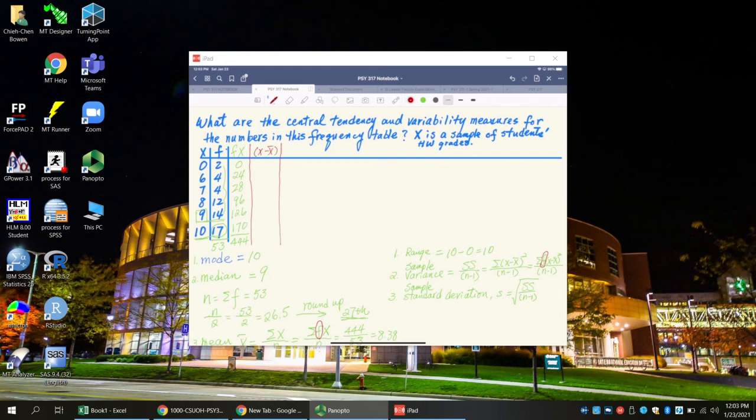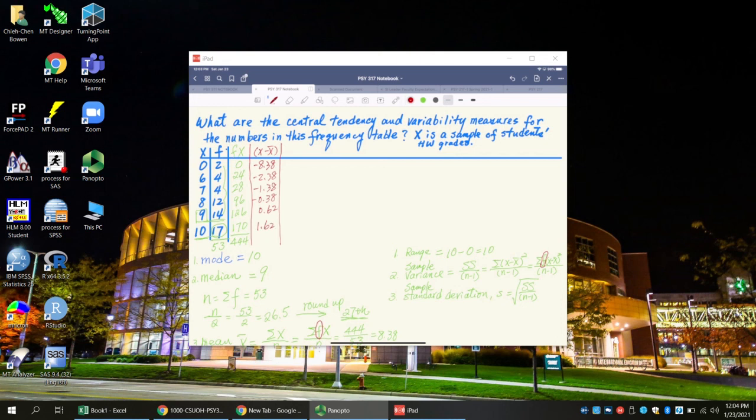And that would be 0 minus x bar, which is negative 8.38. So negative 8.38, negative 2.38, that's 6 minus 8.38, 7 minus 8.38, negative 1.38, negative 0.38, 9 minus 8.38 is 0.62, and 10 minus 8.38 is 1.62.